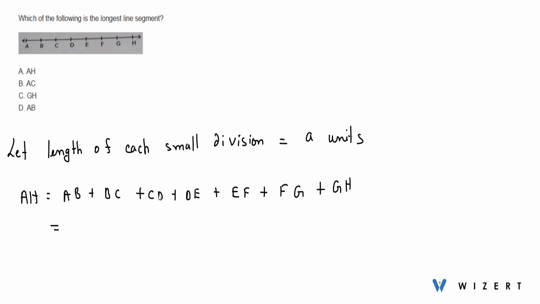So 1, 2, 3, 4, 5, 6, 7. So 7 small units or 7 small divisions, it will be equal to 7a units. And if you carefully look at the given figure, then AH is the maximum possible length which can be obtained from the given line segment, because the length of the line segment and the length of AH is almost equal. So our correct answer will be AH.